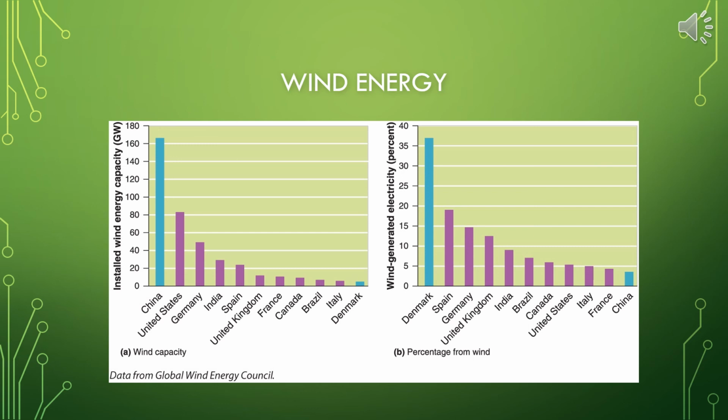Additionally, it's also important to notice that Denmark is largely single race and a smaller population compared to China or the United States.